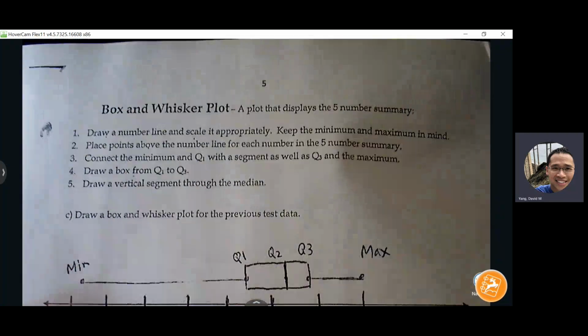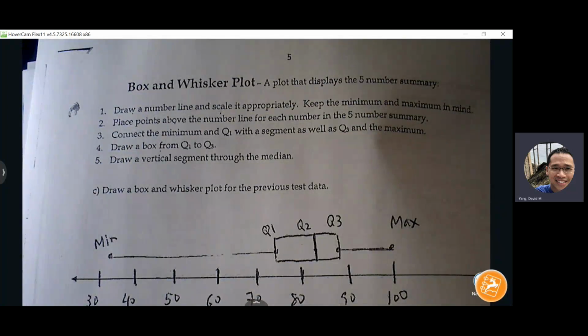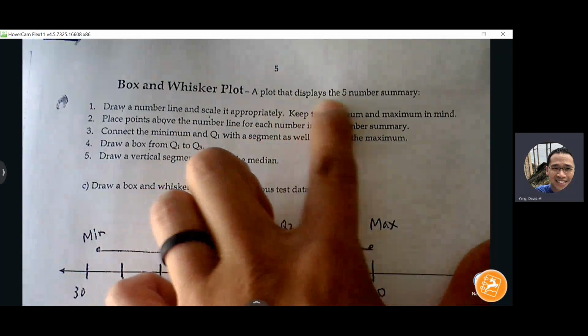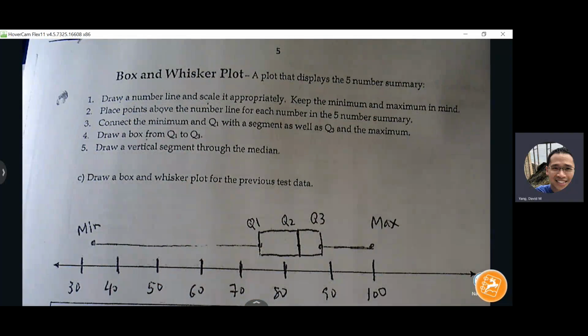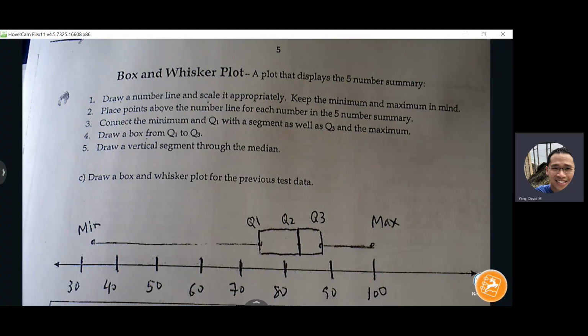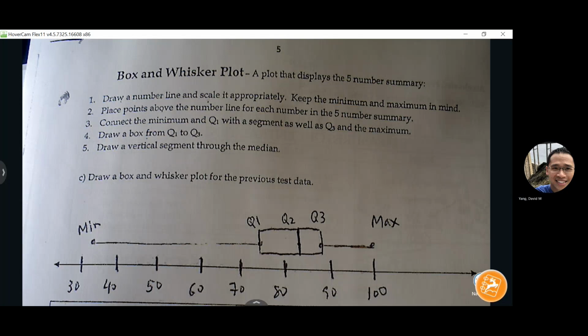We're going to take the data that we accumulated and put it onto a box and whisker plot. Take our 5-number summary. So this plot will display the 5-number summary. I did one for the data that we just got from those test grades. So we'll draw a number line and scale it appropriately. Keep the minimum and maximum in mind. Place the 5 points above the number line for each value in the 5-number summary. Connect the minimum and Q1 with a line segment, as well as Q3 to the maximum. And then we'll draw a box around Q1 to Q3.